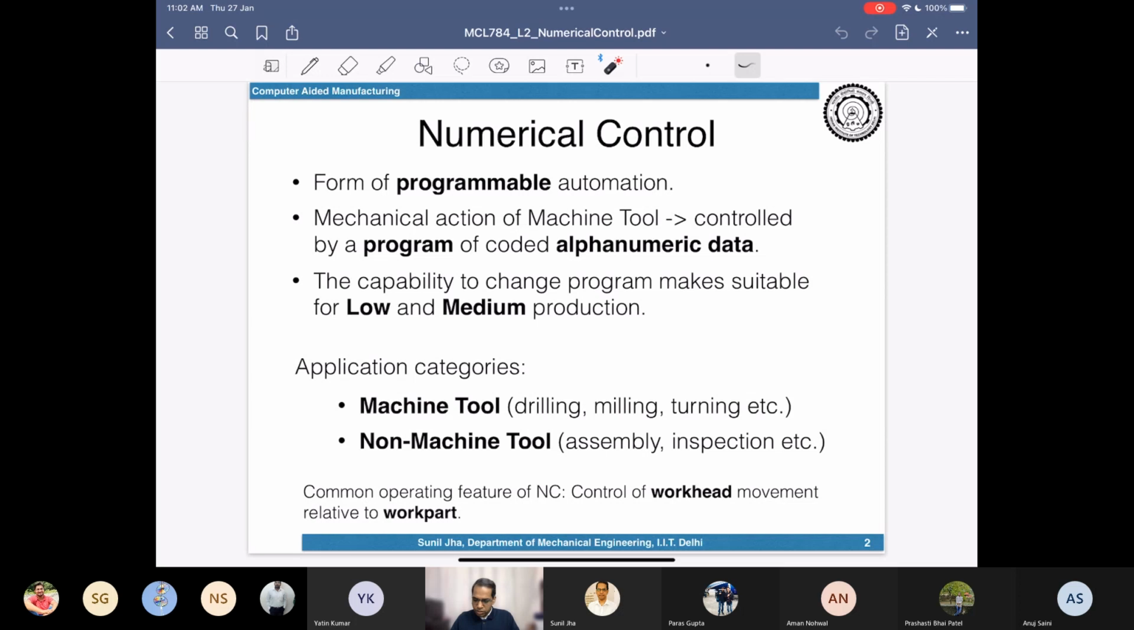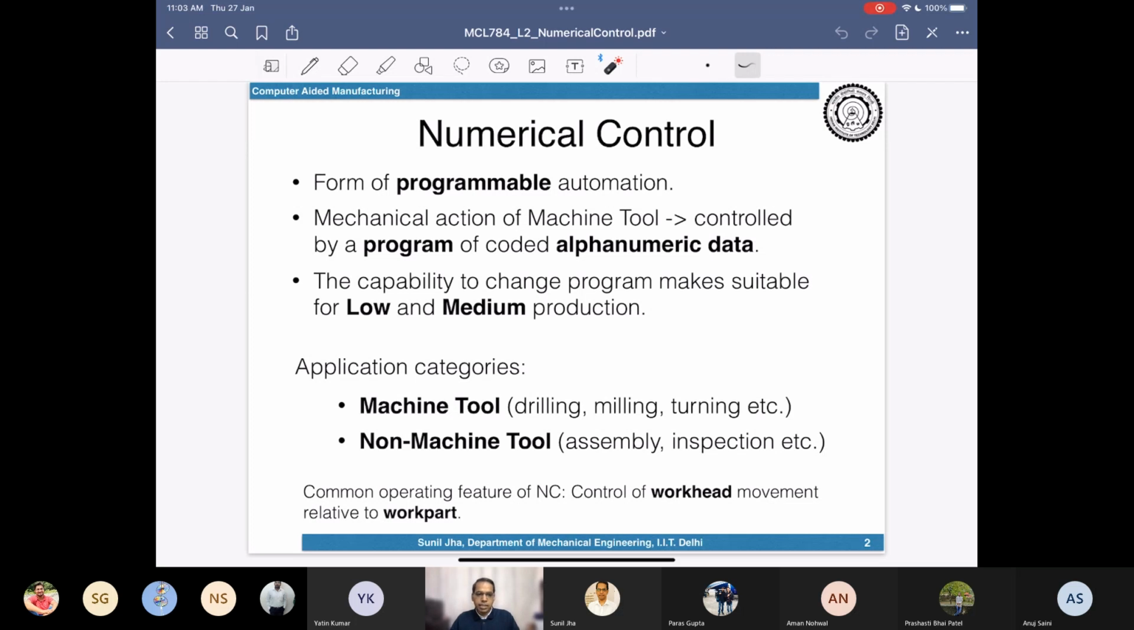Machine tool applications are already known to you: drilling, milling, turning, and combinations of these operations as well. These are the primary applications of the machine tool. In non-machine tool applications, we are still looking to control the motions and the operations of a system. They are assembly systems with the help of robots, inspection systems like CMM, and even 3D printing applications, which may not come in the standard machine tools doing subtractive operations. So these are some of the non-machine tool applications.